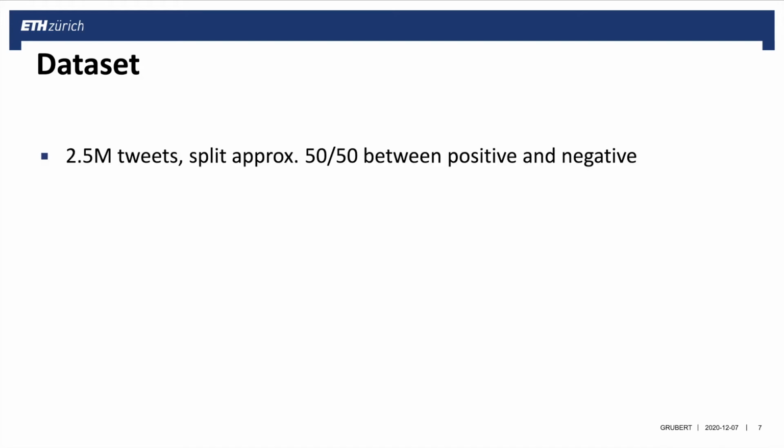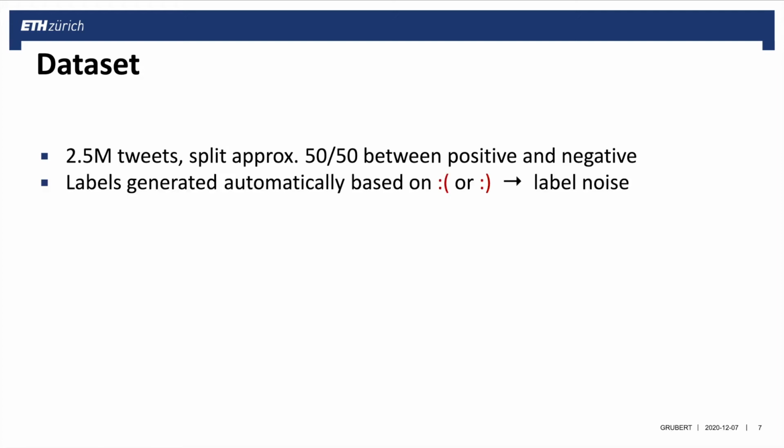Let's now move on and describe the dataset that we used for training the GRUBERT models. Our dataset consists of 2.5 million tweets, split approximately equally between positive and negative, and our dataset is automatically collected and automatically labeled. The labels are generated automatically based on the presence of either a frowny face or a smiley face, which leads to a significant amount of label noise, as we'll see later.